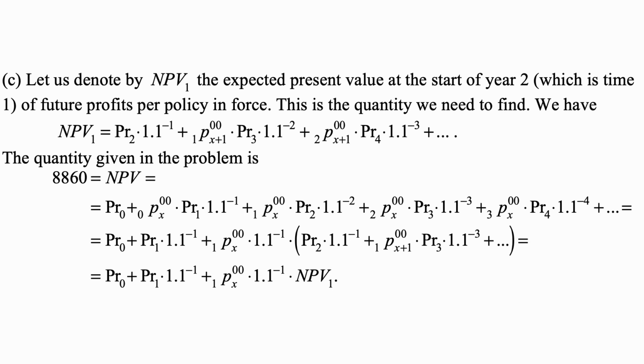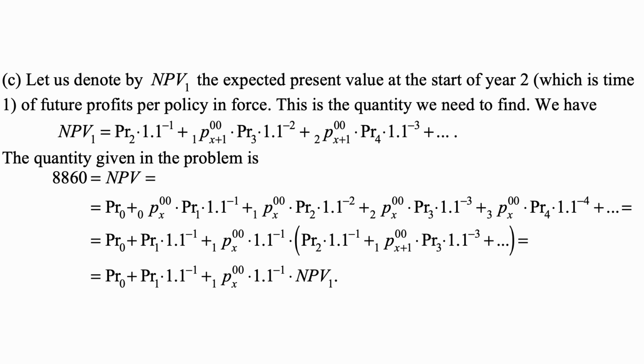That's equal to profit at time 0 plus, subject to survival, profit in year 1, but the survival is to the beginning of the first year of the policy, so really to time 0. So this is certainty, so this 0p00 is 1. Times profit for the first policy year times 1.1 to the negative 1. And then profit for the second year, subject to survival to the beginning of the second policy year, discounted over 2 years, and so on.